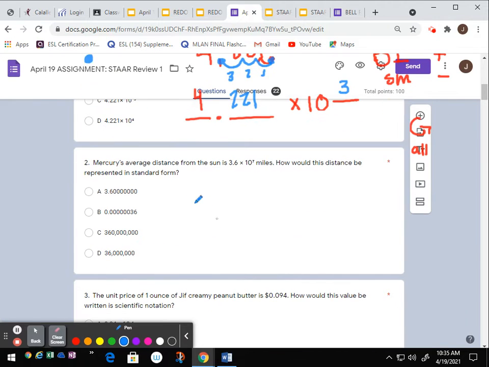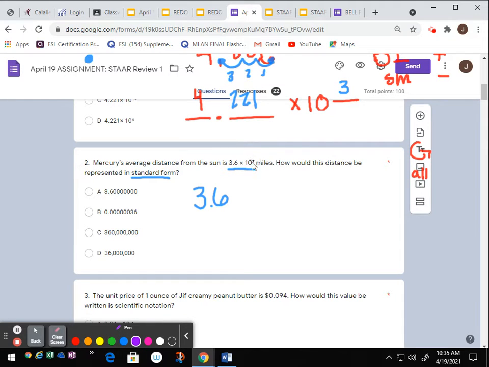Let's go to number 2 real quick. Mercury's average distance from the sun is 3.6 times 10 to the 7th power miles. How would this distance be represented in standard form? So we're going to do the exact opposite of what we did last time. Let's just worry about 3.6.